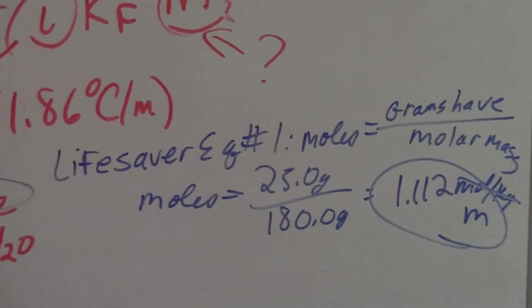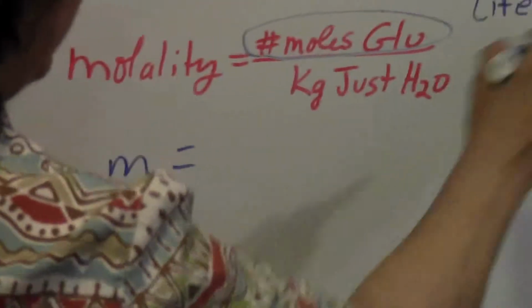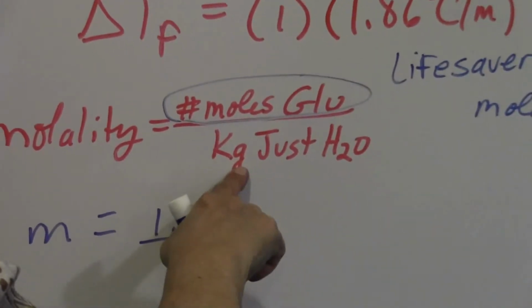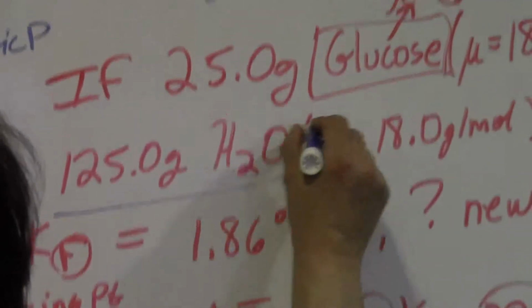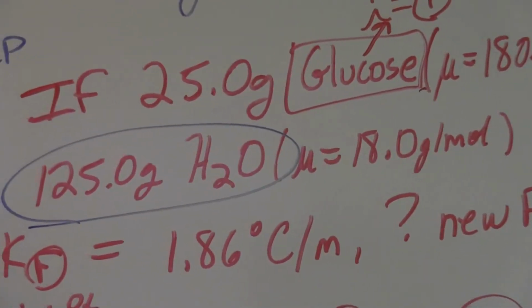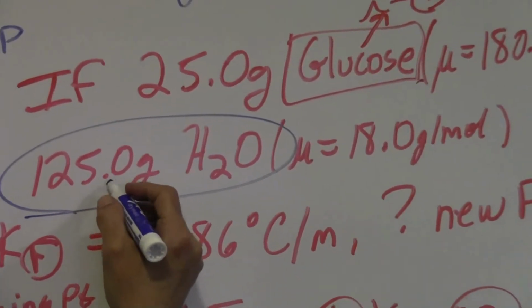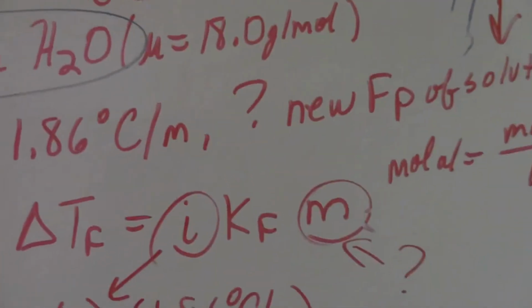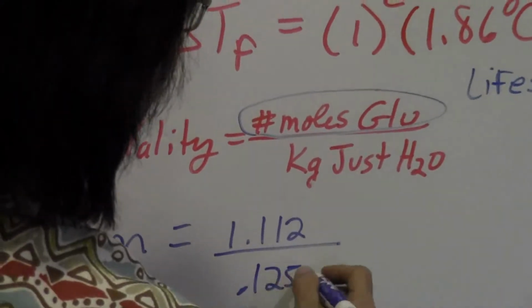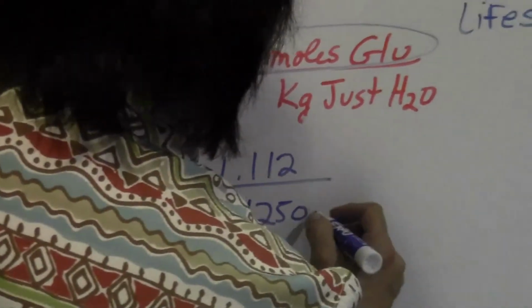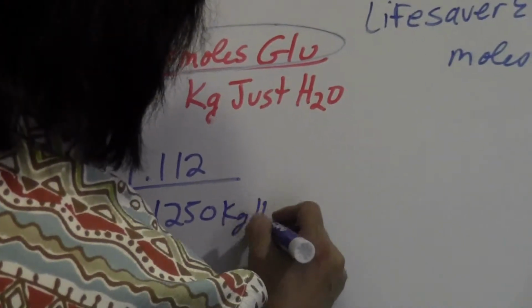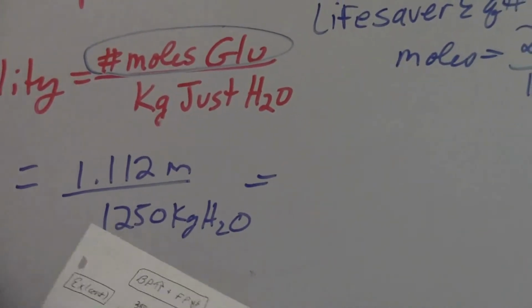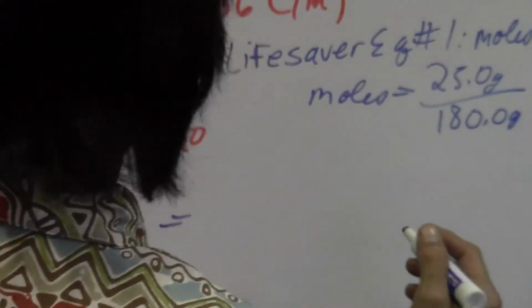So now we just plug in. Molality equals moles over, what's kilograms of just water? They gave us 125 grams of water. We don't want grams, we want kilograms. To go from grams to kilograms, move the decimal 1, 2, 3 places to the left. So 0.1250 kilograms of water. And when we divide that out, what do we get?